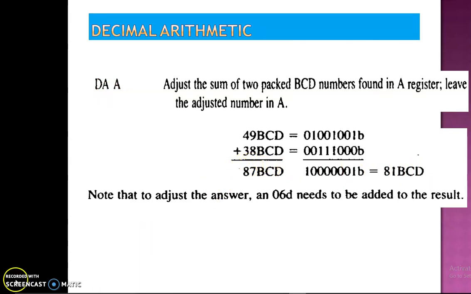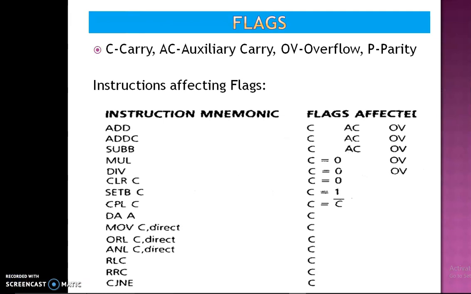Next topic is flags. Here the 8051 has one register, program status word. In that we have 4 flags: carry flag, auxiliary carry flag, overflow flag and parity flag. So here we have a list of instructions. These instructions are affecting flags. Which instruction is affecting which flags? We will see this. This is the table.